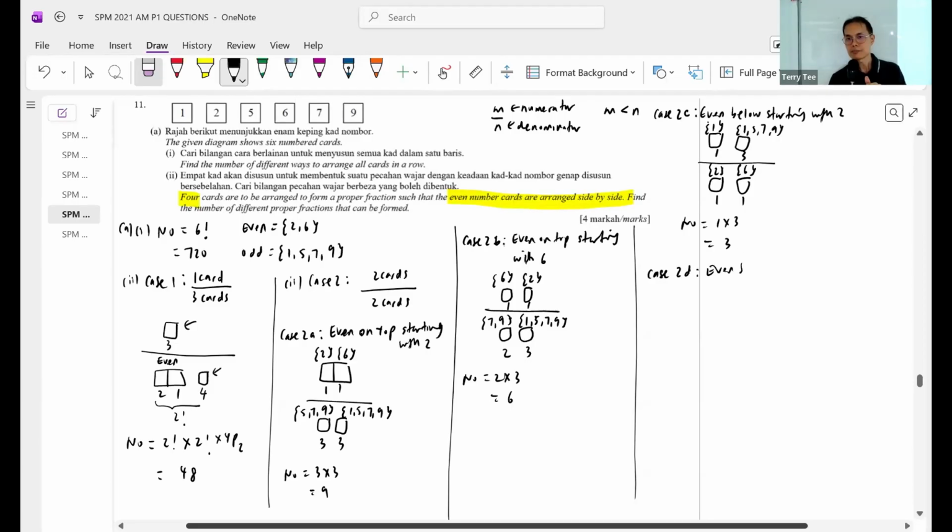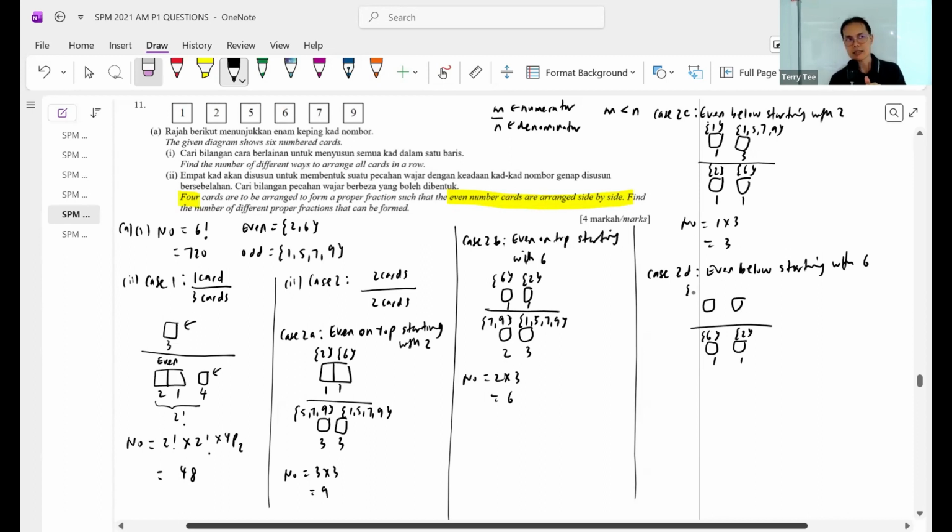Okay, case number 2D. Even below, starting with 6. Sorry, my handwriting is a bit ugly. 1, 2, draw line. Even below, starting with 6. 6 here, 2 here. This one is 1, 1.